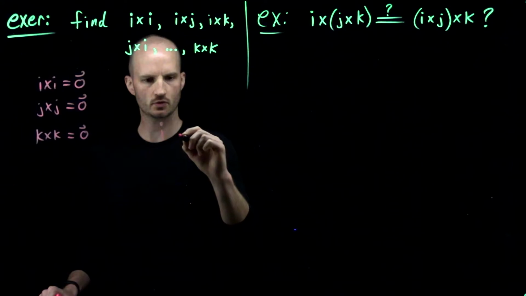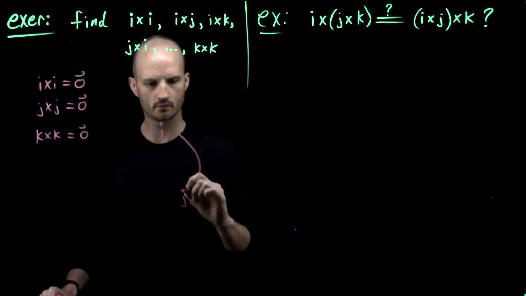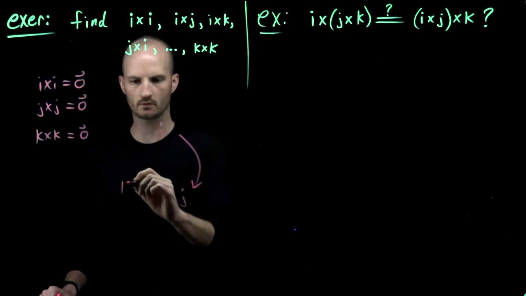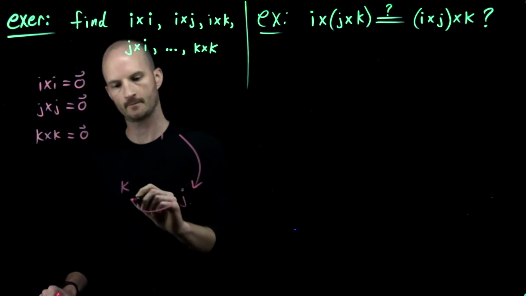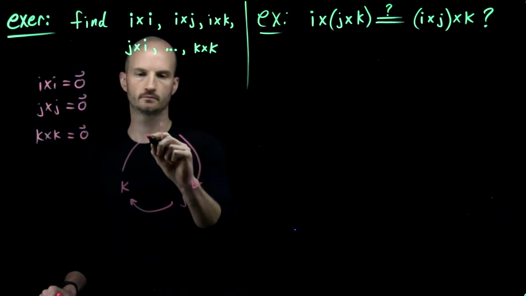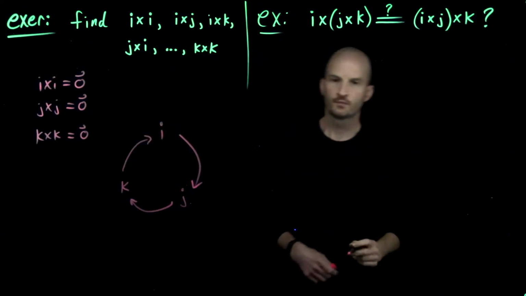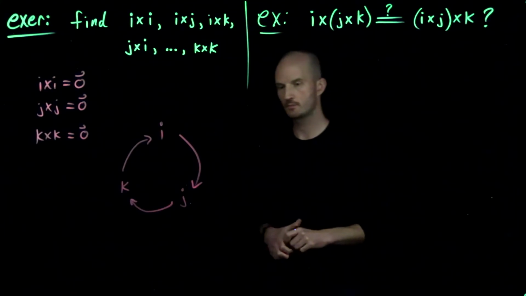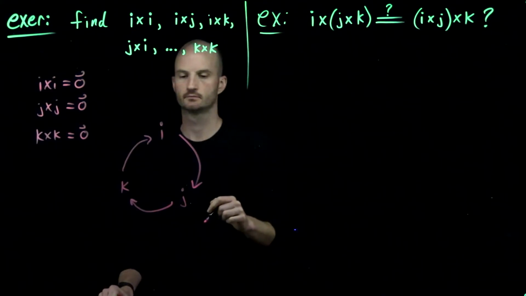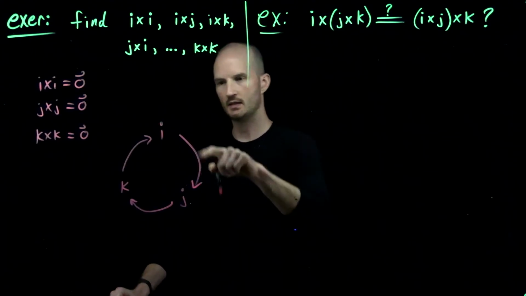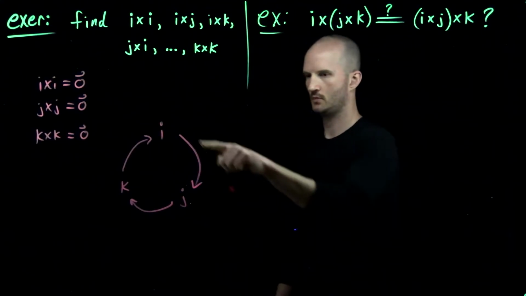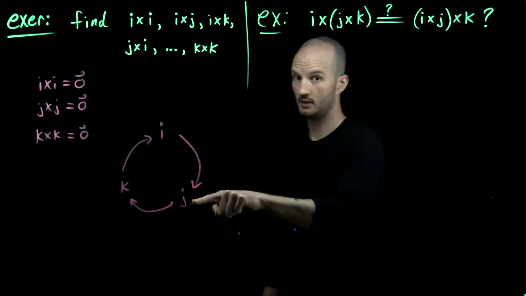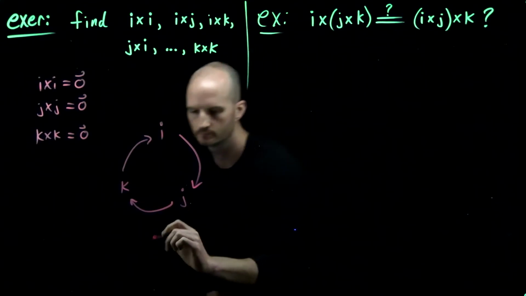You make a circle like this. Okay, there. So what does the circle mean? It tells me that if I do i following the arrow j, i cross j, I'm going to get k.